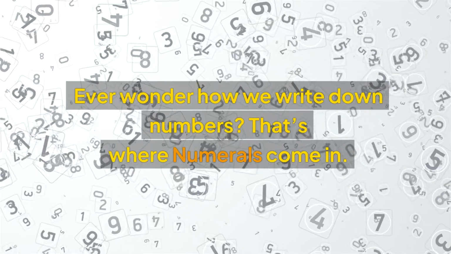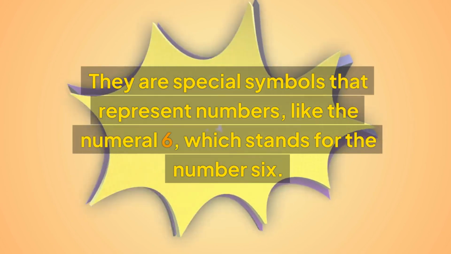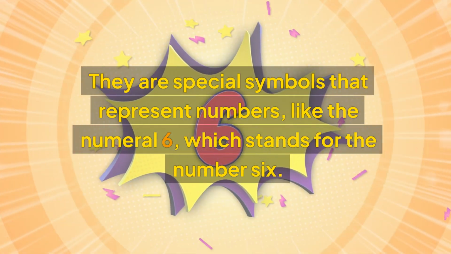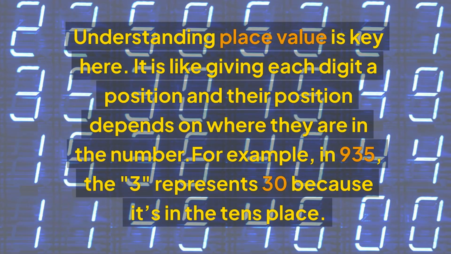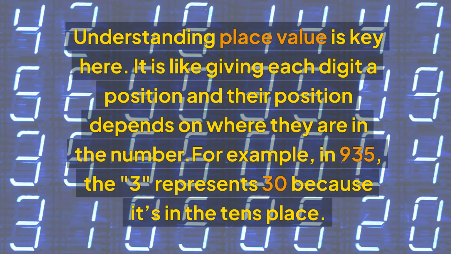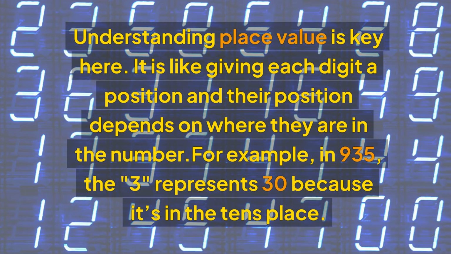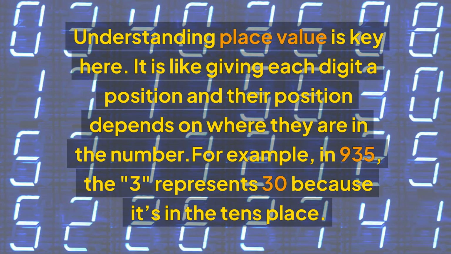Ever wonder how we write down numbers? That's where numerals come in. They are special symbols that represent numbers, like the numeral 6, which stands for the number 6. Understanding place value is key here. It is like giving each digit a position, and their position depends on where they are in the number. For example, in 935, the 3 represents 30 because it's in the tens place.